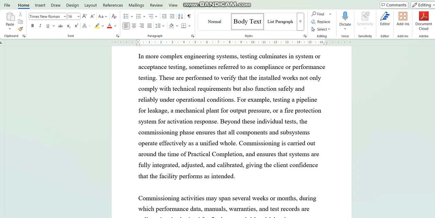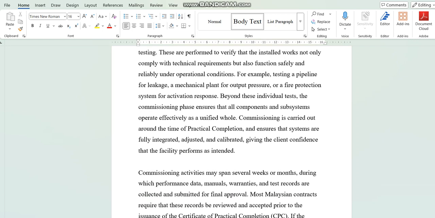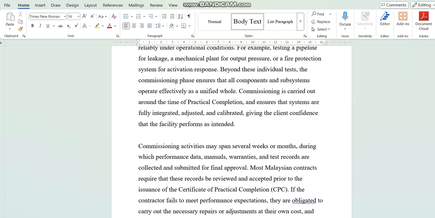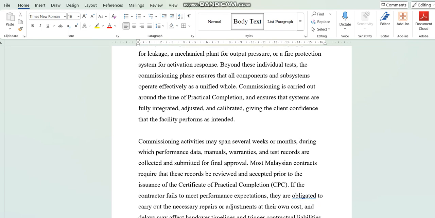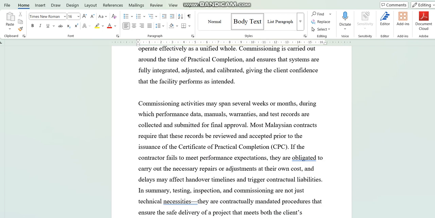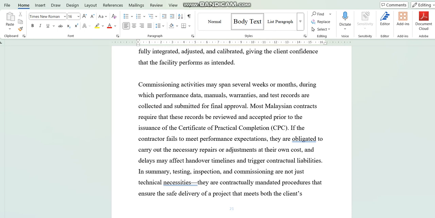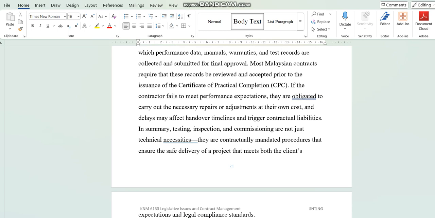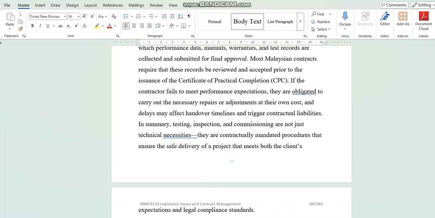Okay, and then the third aspect is that testing and commissioning are usually associated with the completion of work, especially commissioning. So when it comes to commissioning, that one will actually be reviewed accordingly for the issuance of CPC, which is a very serious thing. So testing, inspection, commissioning are not just technical necessities, but contractual ones. It is in the contract for the contractor to meet, if called for.